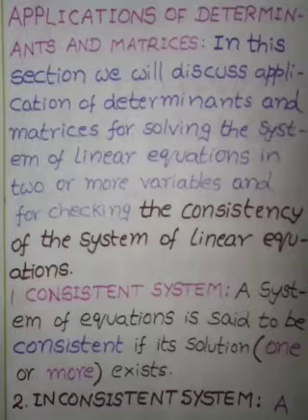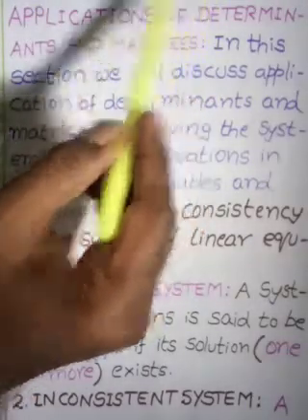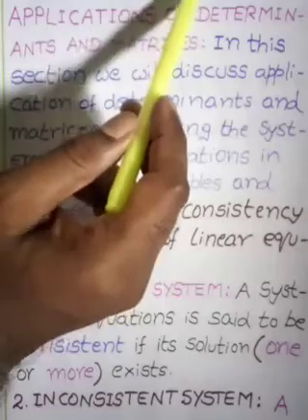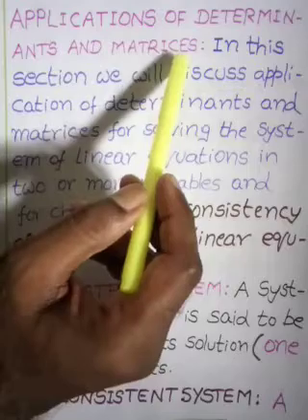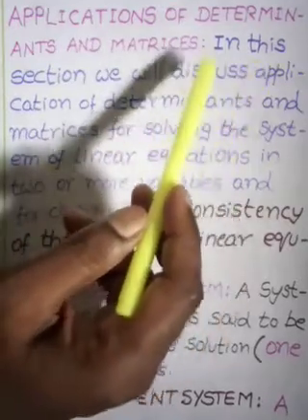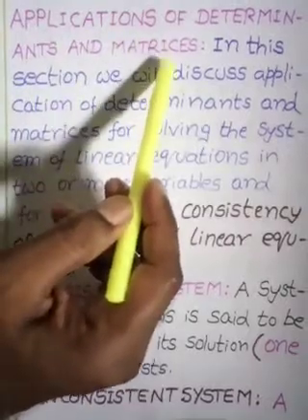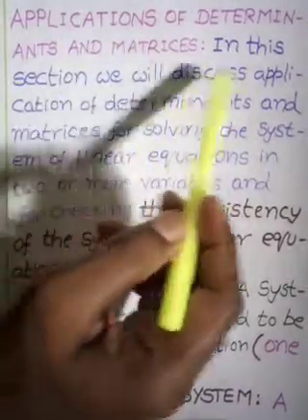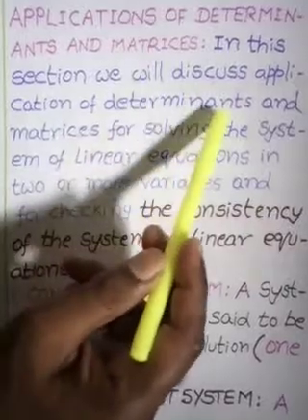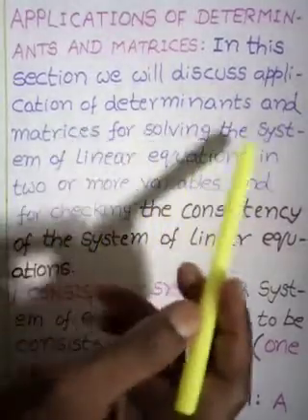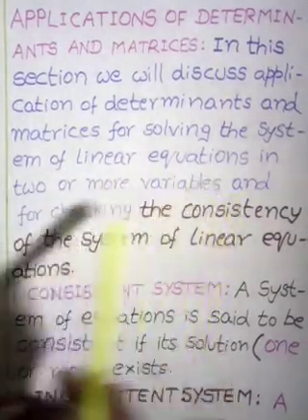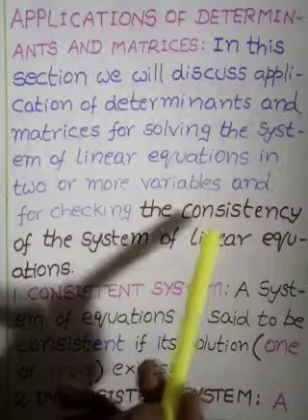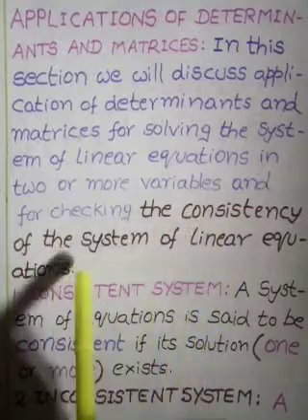Now, come to the exercise 4.6. In this exercise 4.6, we use applications of determinants and matrices. Okay, my dear children. In this exercise, we use the determinants concept and also matrices. In this section, we will discuss application of determinants and matrices for solving the system of linear equations in two or more variables and for checking the consistency of the system of linear equations.